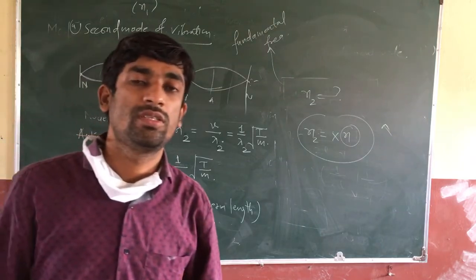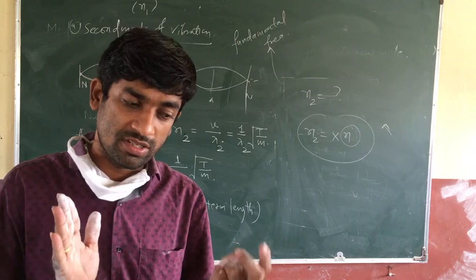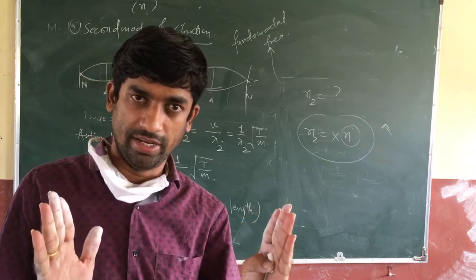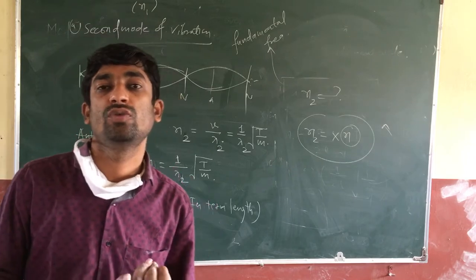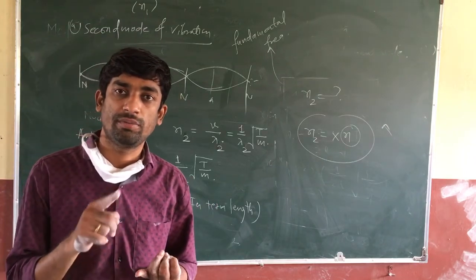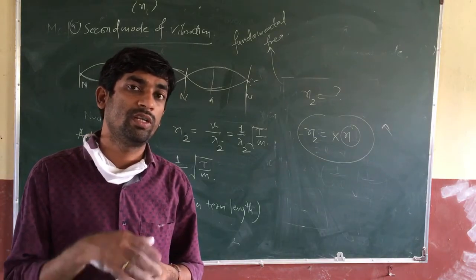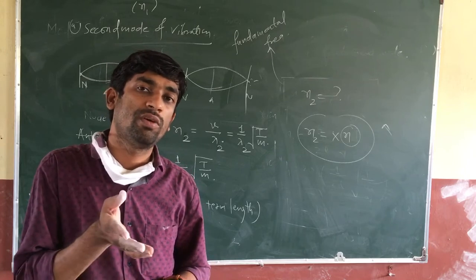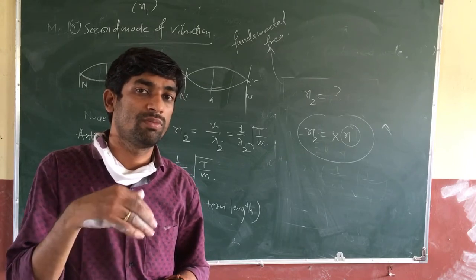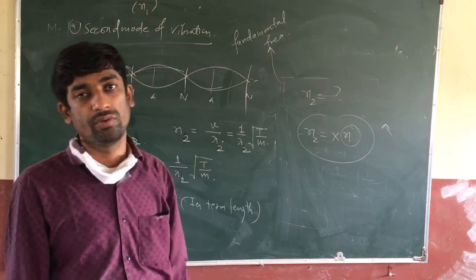So this is about the modes of vibration for a stretched string bounded at both ends. What is the fundamental mode? N is equal to 1 upon twice L under root of T by M. That is the first mode of vibration, the fundamental mode. What is the next mode? N1 is equal to twice N. So the first mode of vibration has frequency twice the fundamental mode, and this is your second mode of vibration that we have to calculate.